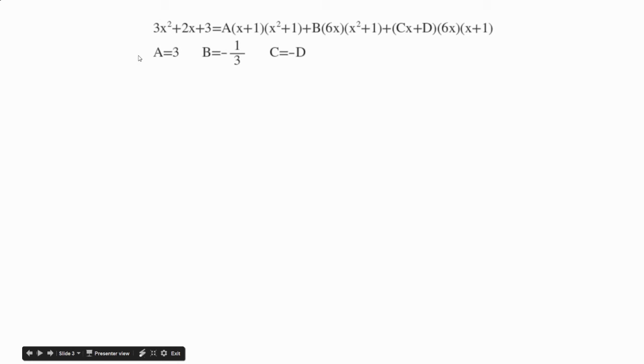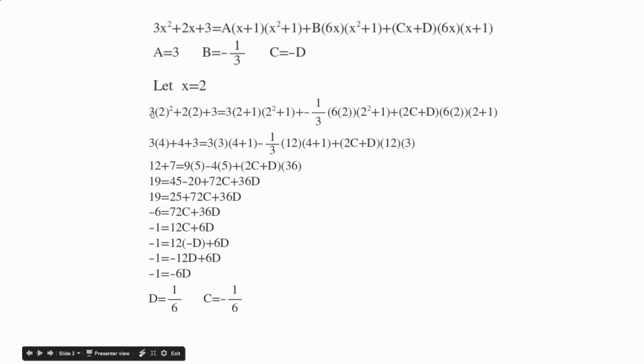So right now what we know is this is our original equation, and we know that a is 3, b is negative 1/3, and c equals negative d. So we're going to try one more number. We're going to try letting x be 2. And so we're going to put that right into the equation here. 3 times 2 squared plus 2 times 2 plus 3 equals 3 times 2 plus 1 times 2 squared plus 1 plus a negative 1/3 times 6 times 2 times 2 squared plus 1 plus 2c plus d times 6 times 2 times 2 plus 1. Again, that's just putting 2 in for x.